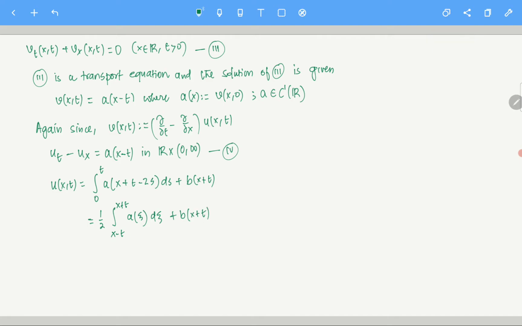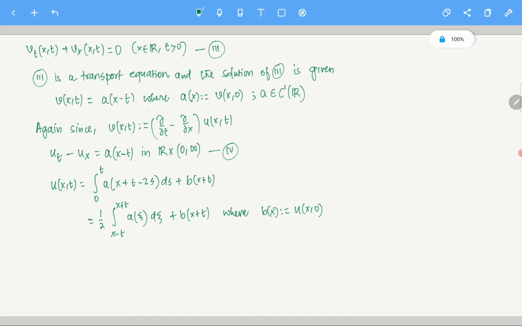Now what is b? Here, b of x we are going to define as u of (x,0). So u of (x,0) I am defining as b of x plus t. Once I have this, now I have to compute. Let us understand what we are doing.